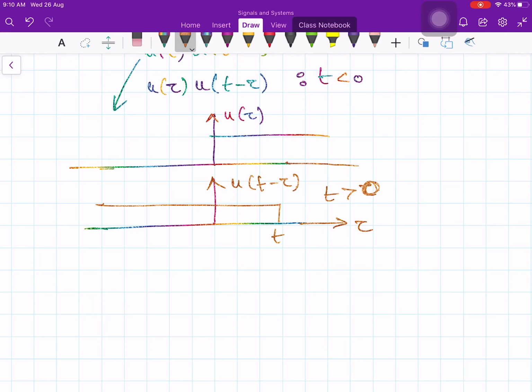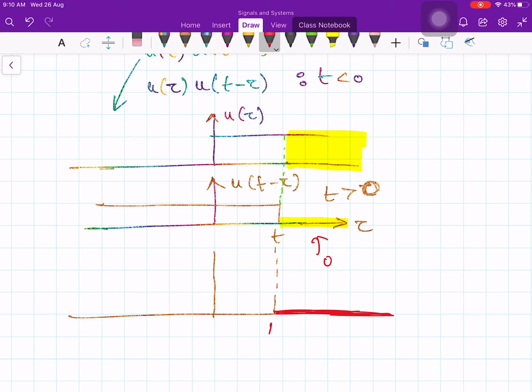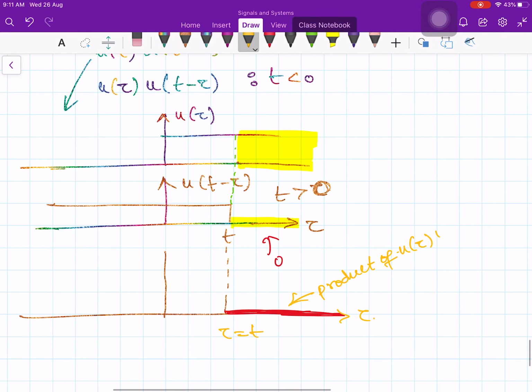See, in this region the function is 0. Okay, now we extend this like this. Therefore, in this region it is non-zero. Right. If you multiply these two, what will you get? You will get a 0 area from, sorry, when tau equals t onwards, this is the tau axis by the way, the product of u of tau with u of t minus tau is 0.